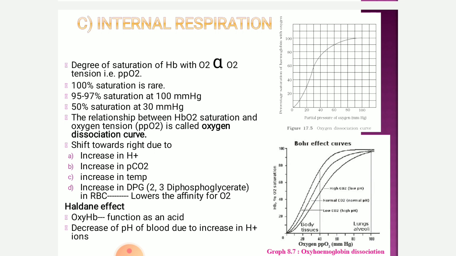And because of that it is going to shift toward the right side. If you see in the diagram, that is the shift of the oxygen hemoglobin dissociation curve. Because of the change in the partial pressure of carbon dioxide in the blood, it is shifted toward the right side. You can see there are three graphs.